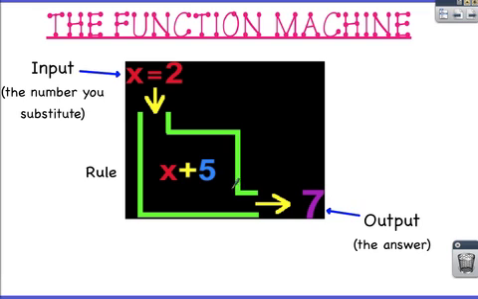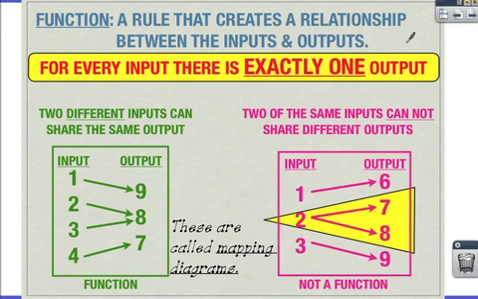Notice how a function machine can only have one rule. Every time that I input a 2, the only thing that can possibly come out of this function machine is 7, since 2 plus 5 is always 7. In other words, in a function, every input can only have one output. So a function is a rule that creates a relationship between the inputs and outputs. For every input, there can only be exactly one output, just like we saw with our machine. Every time we input 2, the only thing that comes out can be a 7.